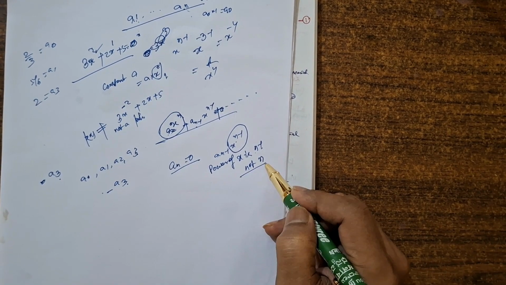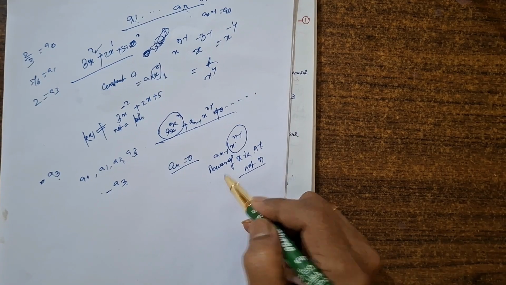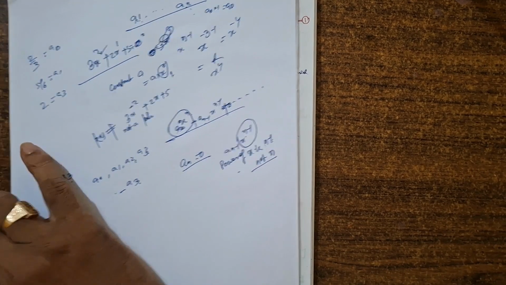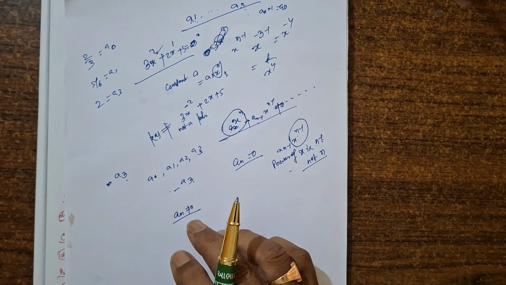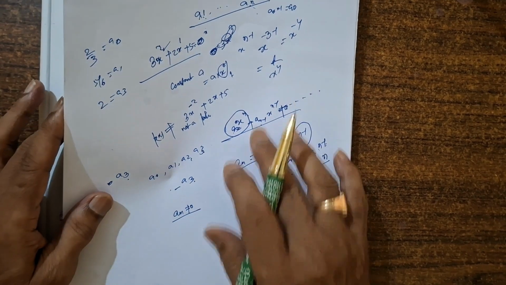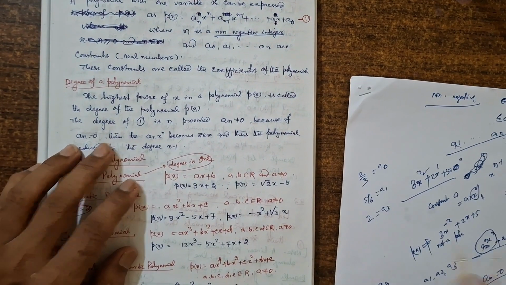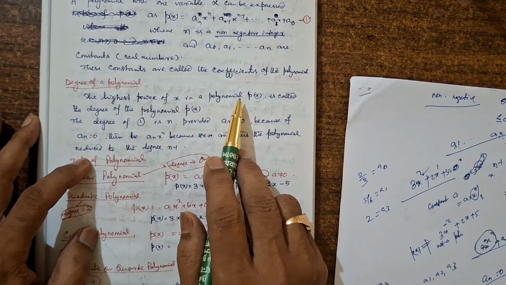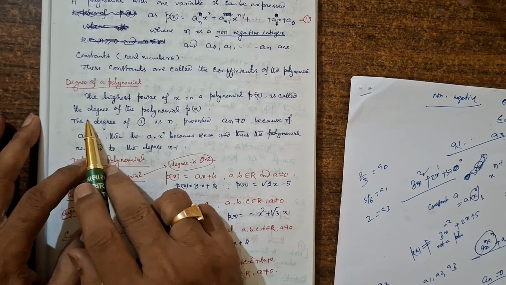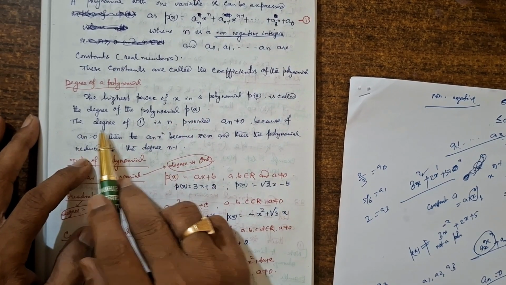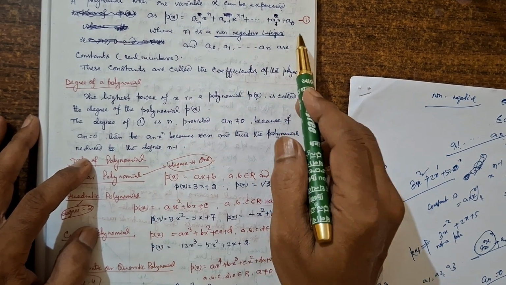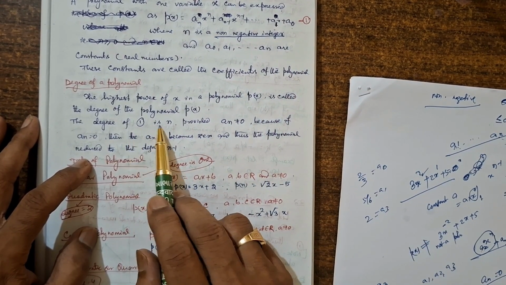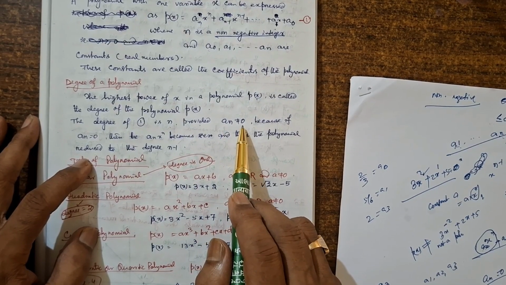So what is the power now? N minus 1. So what is the degree? N minus 1. So the only restriction is that an must not be equal to 0. If an is 0, then the degree will be reduced. That is mentioned here: the highest power of x in a polynomial p(x) is called the degree of the polynomial p(x). The degree of this polynomial, not equation, polynomial, is n, provided an must not be equal to 0.